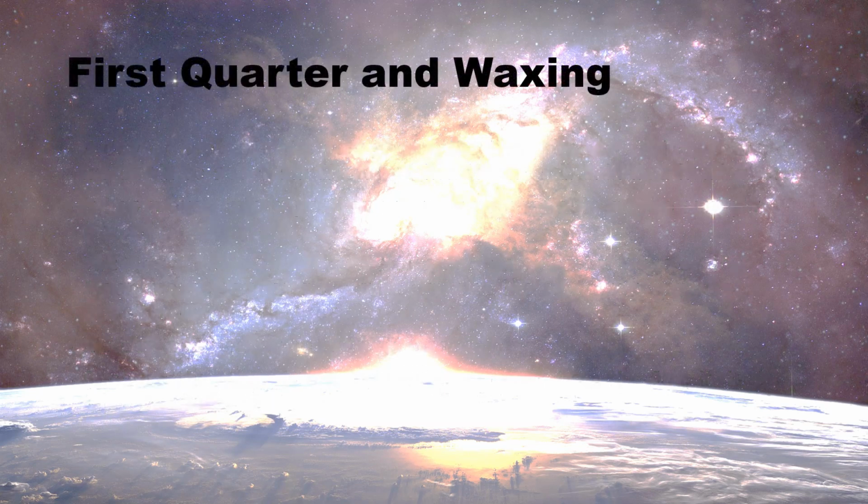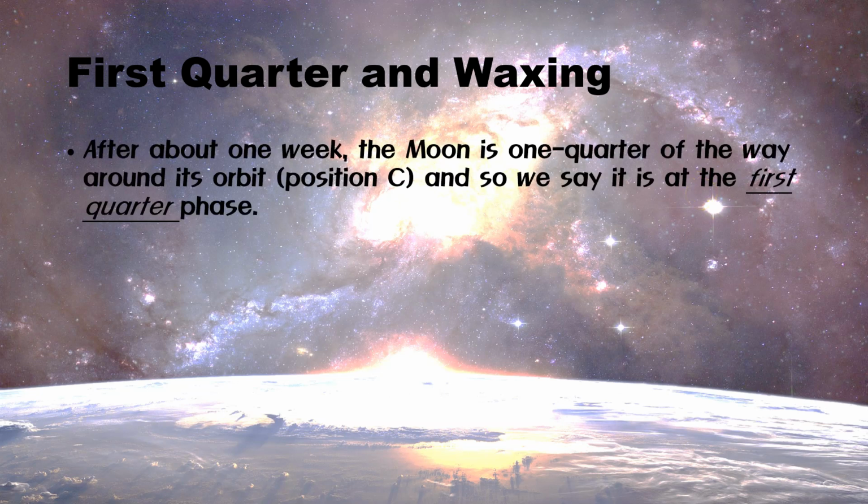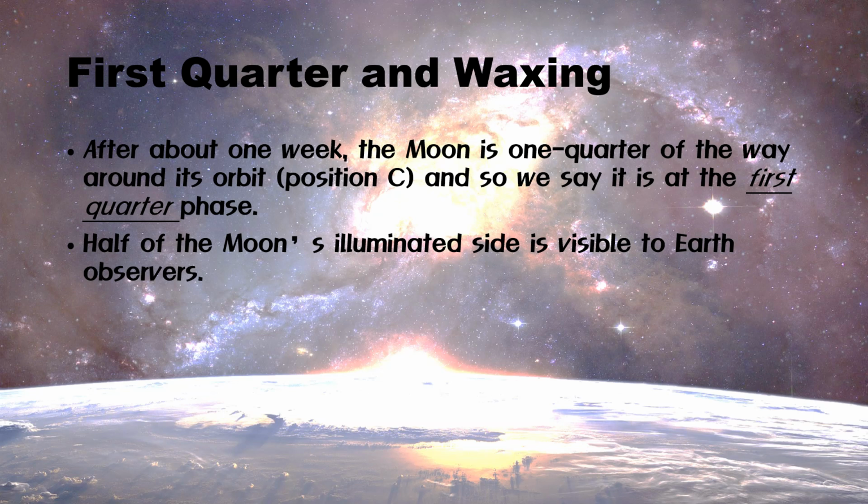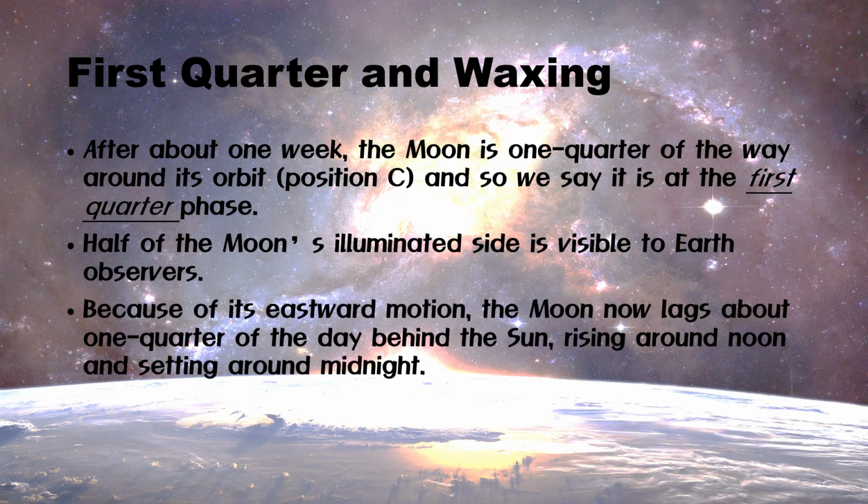From there, we move into the first quarter and additional waxing. After about 1 week, the moon is 1/4 of the way through its orbit, which, back to the original diagram, was position C, and so we can say it is at the first quarter phase. Now, half of the moon's illuminated side is visible to Earth observers. We can see about a half moon. Because of its eastward motion, the moon now lags about 1/4 of the day behind the sun, rising around noon and then setting around midnight.